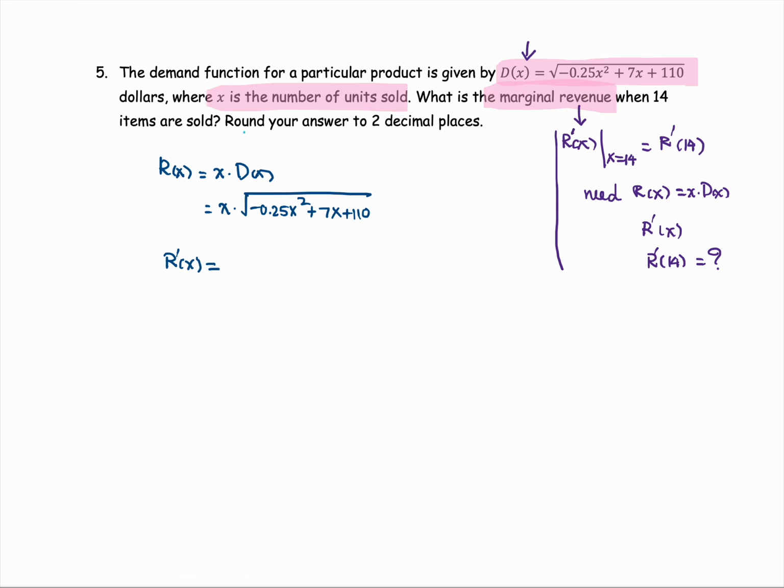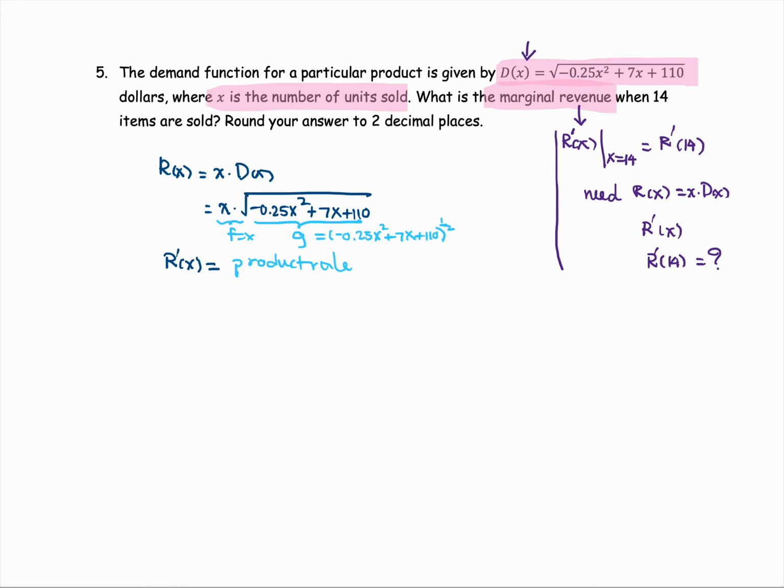As you notice, this is the product of two functions, so we name the first factor as f, the second factor as g. You see the radical or the root, so we can rewrite it as the power 1/2. Therefore, f is x and g is the quantity negative 0.25x squared plus 7x plus 110, all raised to the power 1/2. When you see the product, we're going to need to apply the product rule.